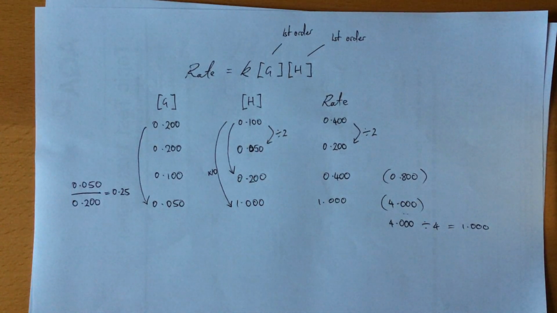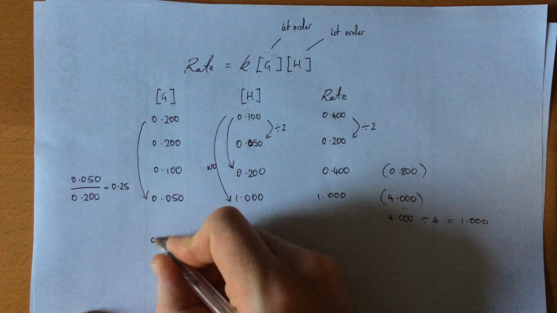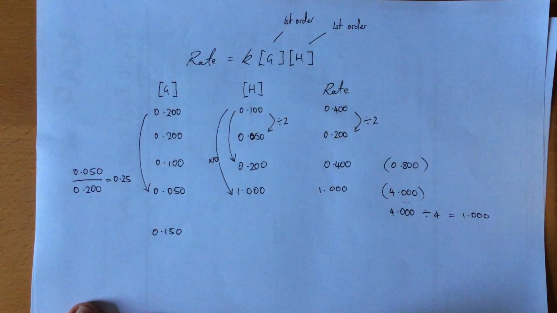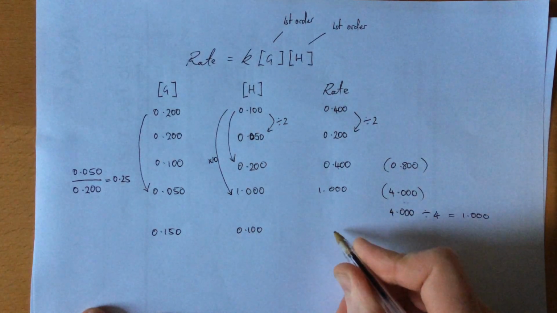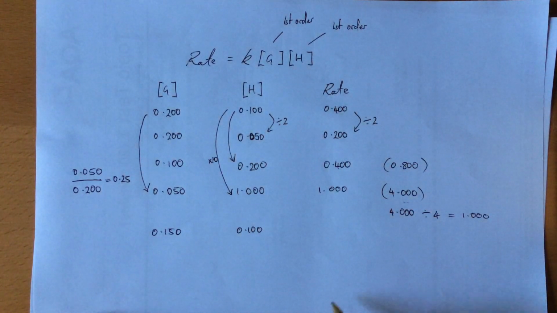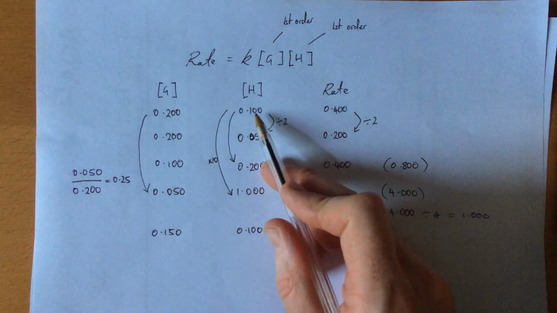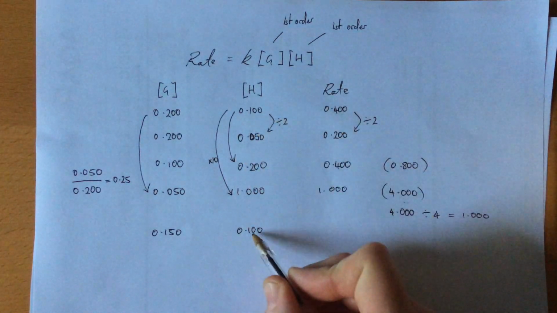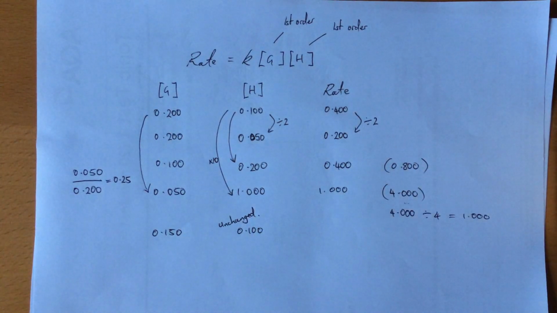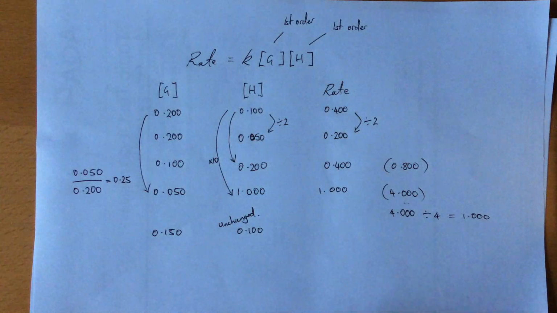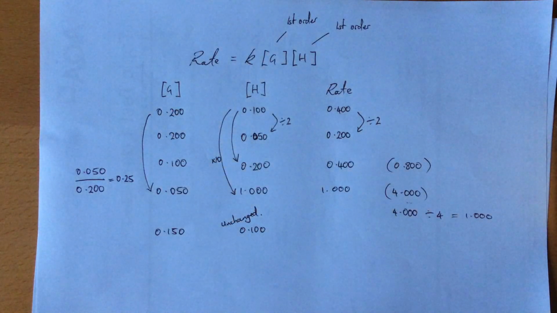Okay. Next one. We're told that the concentration of G is 0.15. The concentration of H is 0.1. And we want to find the rate. So in this case, I'm still going to compare with the original data. I think it's the easiest thing to do. We can see that H is unchanged, 0.1 to 0.1. So H is going to have no effect whatsoever on the rate. So let's look at G, because this is going to be the only thing that's affecting the rate.